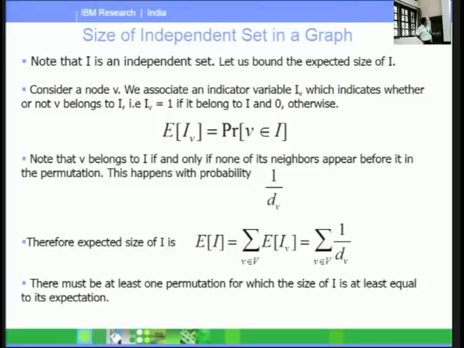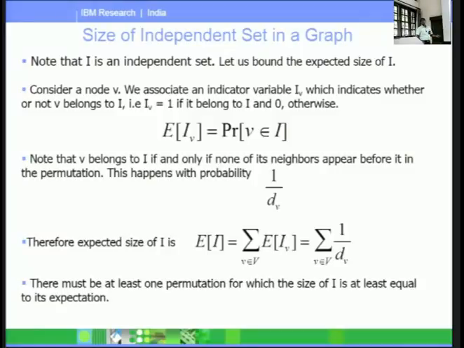So you consider a node V, and we will associate an indicator variable I_V, which indicates whether the node belongs to I or not. And the question is, I'm going to say the probability that V belongs to I is its expected value. So what is this?